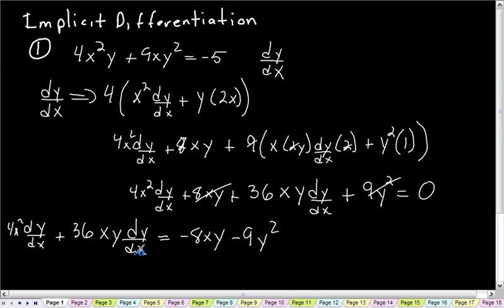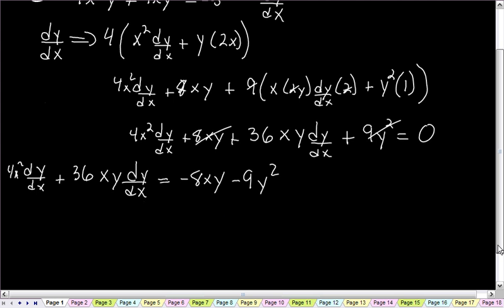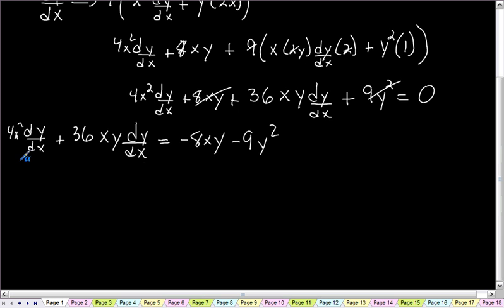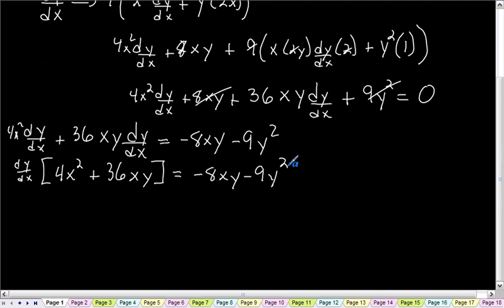I'm left with, on this side, notice I can pull out a dy/dx, which is what I want. Eventually, I just want to solve for that. So I'm going to pull out a dy/dx. On the inside left 4x squared plus 36xy is equal to negative 8xy minus 9y squared. Check my powers, everything's fine. To solve for dy/dx, I divide this side by this monster here, and what I do to this side, I do to that side to cancel it out.